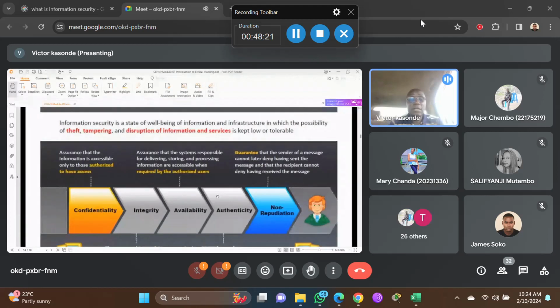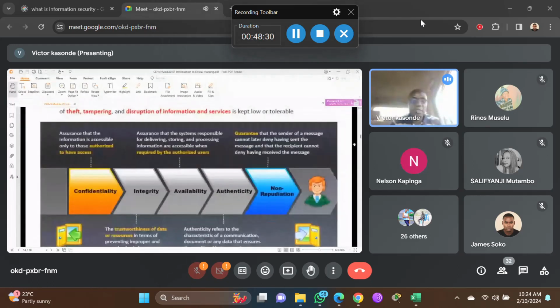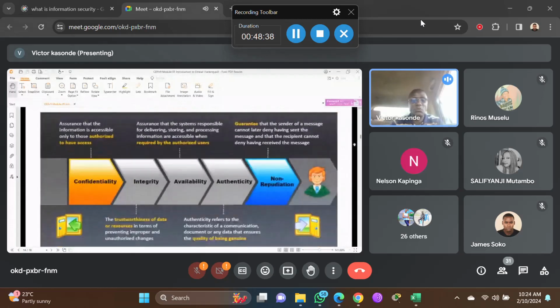Okay, let us look at what we call integrity. What is integrity? Assurance that the system... No queries. So let us go to integrity. Integrity is the trustworthiness of data or resources in terms of preventing improper and unauthorized change.